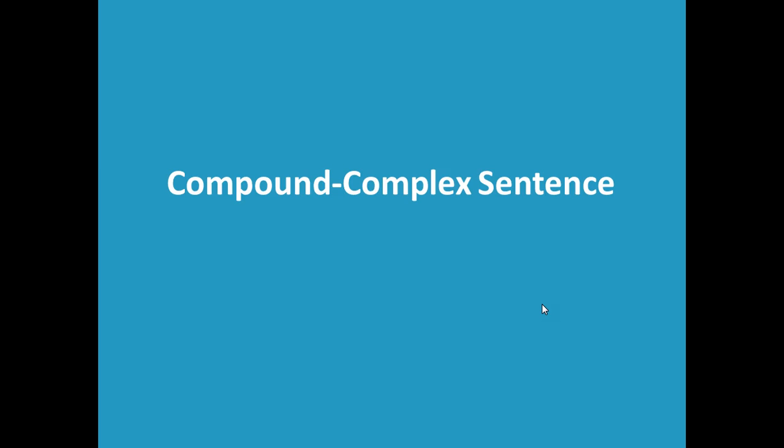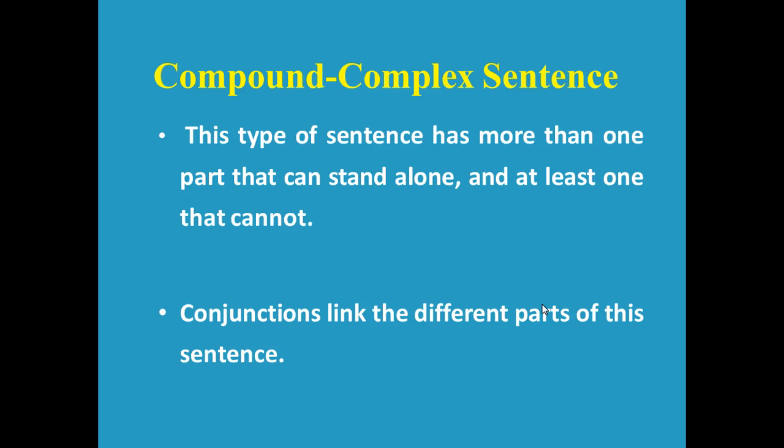Alright, compound complex sentences. This type of sentence has more than one part that can stand alone, and at least one that cannot. Oh my goodness, what are we getting ourselves into here? Alright, hang on. We're going to get there.